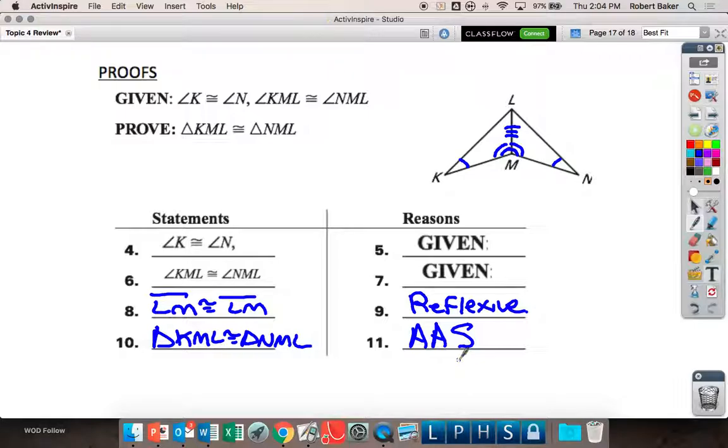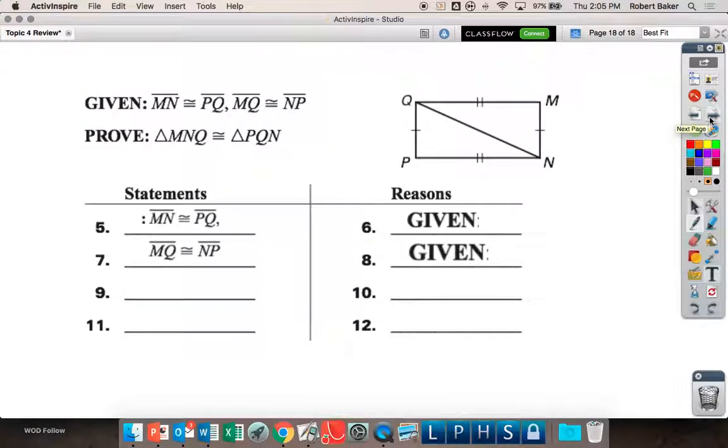Was it that bad? No? Do you want to go a little extra and try and do the whole proof on the next one? Or should I go ahead? I got you. So they already have marked that this side and this side are congruent, and this side and this side are congruent. What do you think the next thing we should say is? QN is congruent to QN.